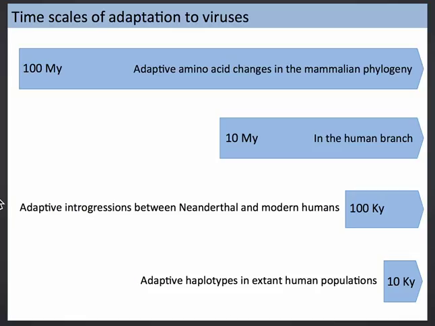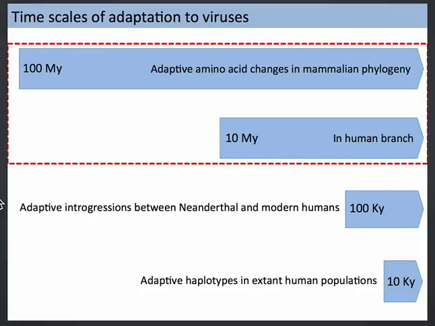Once we had those 4,500 VIPs, we compared them to all non-VIPs, meaning all proteins that have not been shown to interact with viruses. And we compared adaptation in those two sets at different evolutionary timescales. First we looked at adaptive amino acid changes in mammals, then more specifically in the human branch. Then we focused on recent adaptation in human, looking at adaptive introgressions between Neanderthals and modern humans, and finally on the most recent signals of adaptation that you can possibly detect by looking at haplotypes in extant human populations.